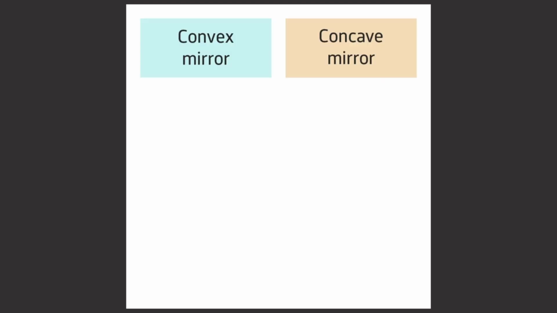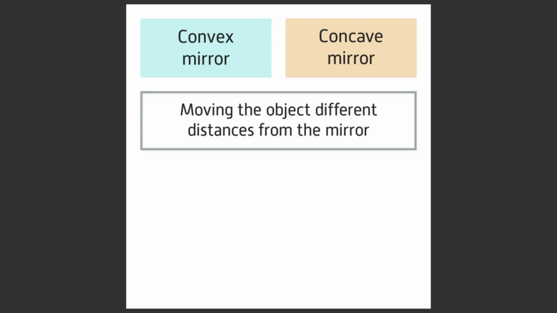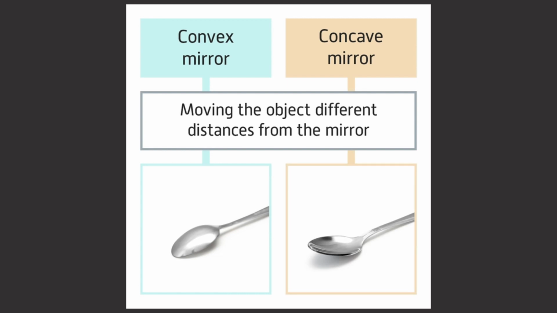If you have a convex mirror and a concave mirror, you can test this by moving the object different distances from the mirror. You can do it at home using a polished spoon if you do not have any mirrors. The outside of the spoon is a convex mirror, and the inside is a concave mirror.